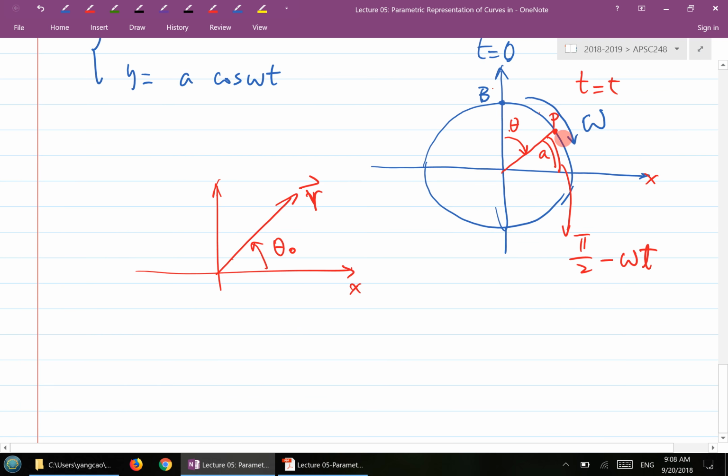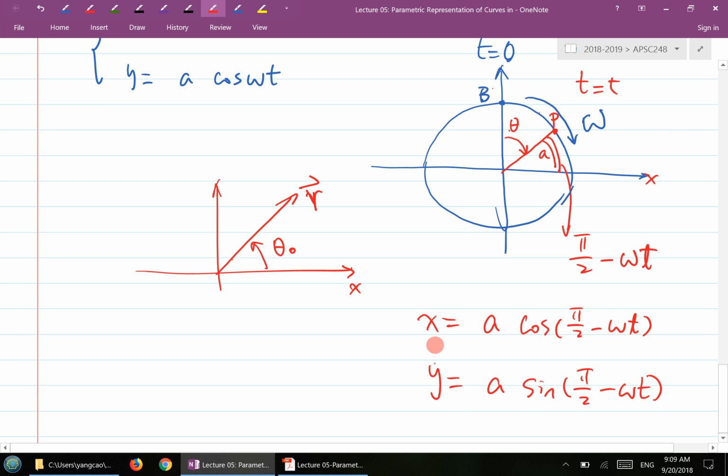Then describing this position point P using x and y, x equals a times cosine of (pi over 2 minus omega t), y equals a times sine of (pi over 2 minus omega t). That's the actual coordinates for x and y at the point P. And it's not just an arbitrary expression. It actually describes the point P starting at B, moving at constant omega.